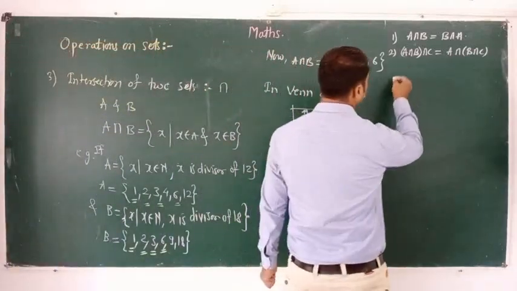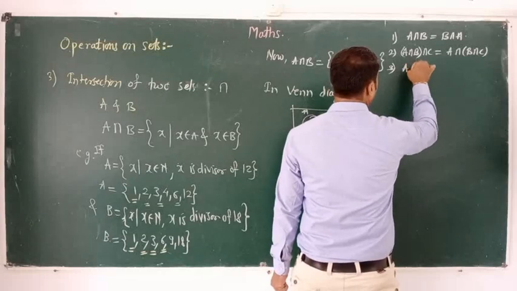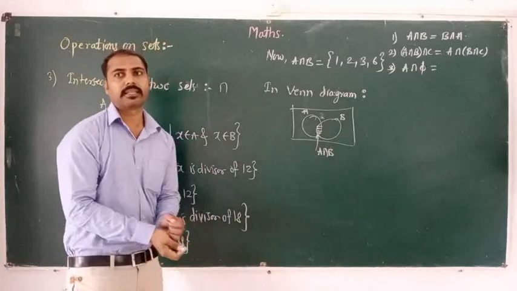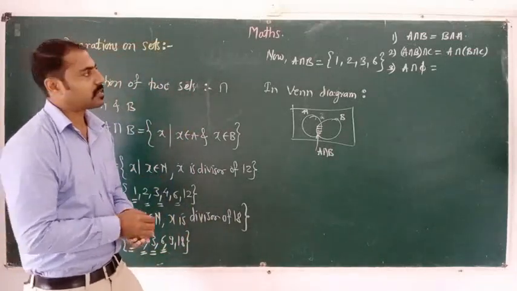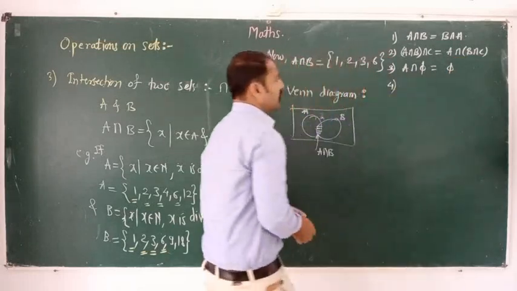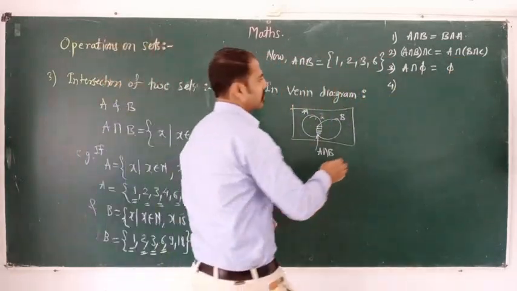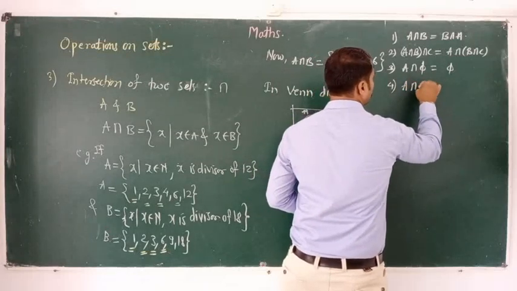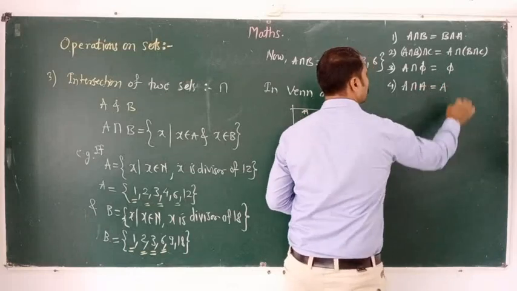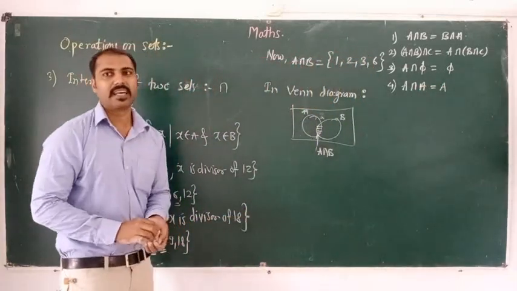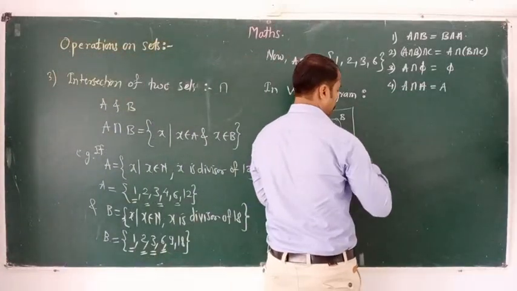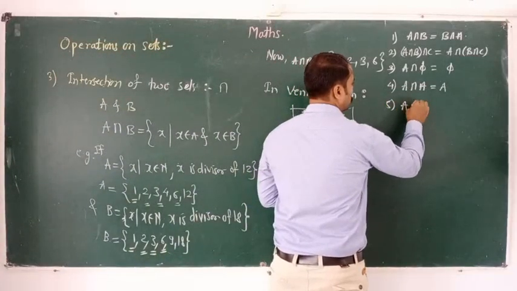Third one is A intersection phi. What is common? A intersection phi is clearly phi. Fourth, A intersection A is what? If both are equal sets, then intersection is also equal. Fifth, A intersection A dash, A intersection with A dash.